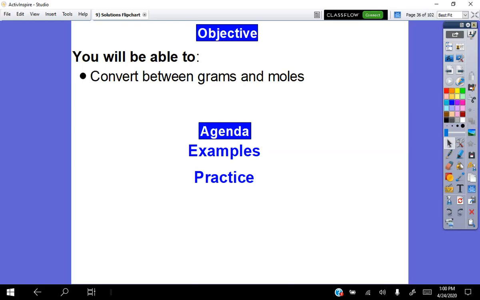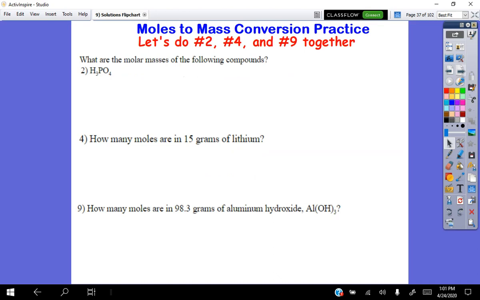Hello class, in today's video we are going to learn how to convert between grams and moles. This will serve as a review as we work our way towards solving molarity problems. I do have a worksheet that goes along with this. We're going to work through problems 2, 4, and 9. In order to solve these problems, we will need a calculator and a periodic table.